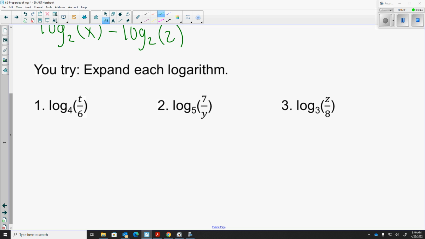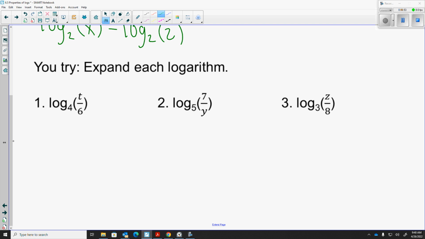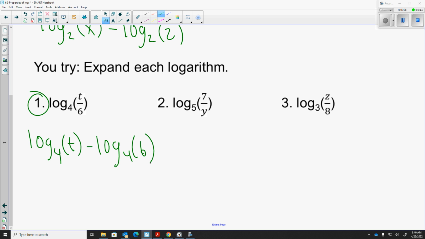But are these okay? So tell me about this one. What is it? Yes, it does. So 2 rules we got so far. Multiplication is addition. Division is subtraction. Those are the 2 rules.